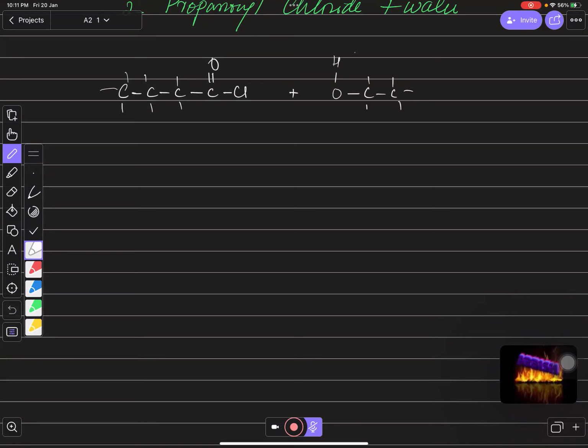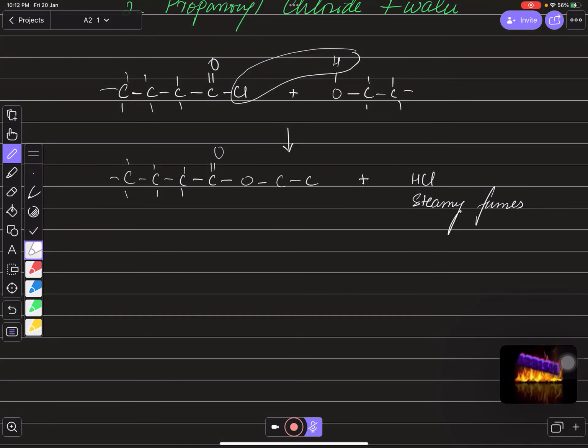आपके पास the H and this Cl is going to make a compound HCl, and if you want to write the observation of this, so it should be steamy fumes, right? Whenever HCl forms, it would be steamy fumes over there. And बचा क्या आपके पास? ये acyl chloride में से आपके पास ये कार्बन्स बचे और अल्कोहल में से ये पार्ट बचा. So they just combine together and form ester.